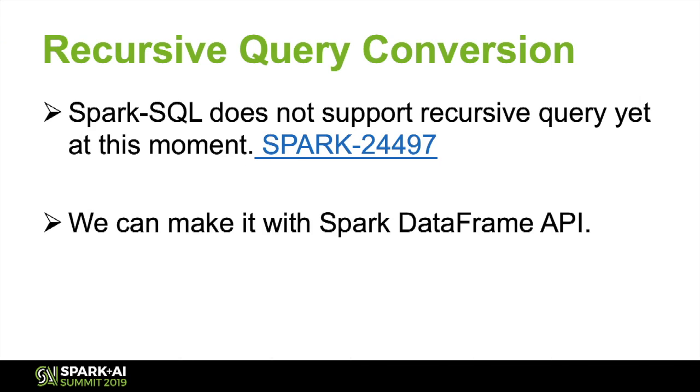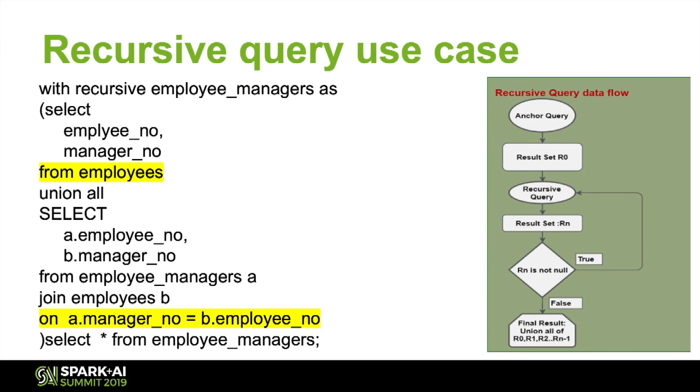The fifth part in SQL conversion is the special query type: handling the recursive query. Spark SQL does not support the recursive query yet at this moment. Well, we can make it work with the Spark DataFrame API. A recursive query is actually a common table expression, or CTE. A recursive query is basically composed of two parts to generate the final result: an anchor query part and an iteration query part. The picture is a logical execution data flow.